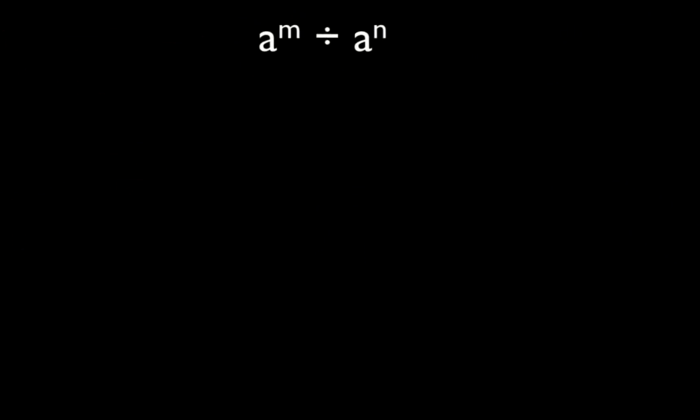Next, let's take a look at division. Again, with a general case of m and n, we want to find a rule. Let's start with some specific numbers. Let's try a to the 6th divided by a to the 2nd.